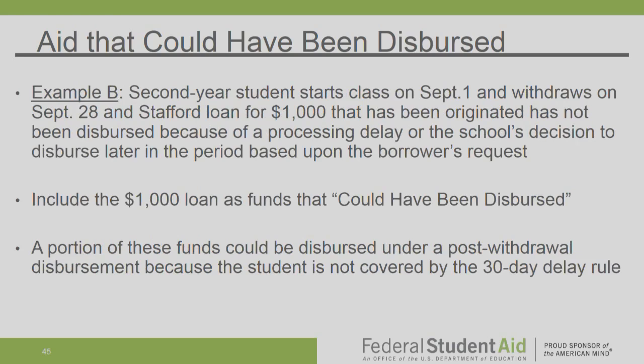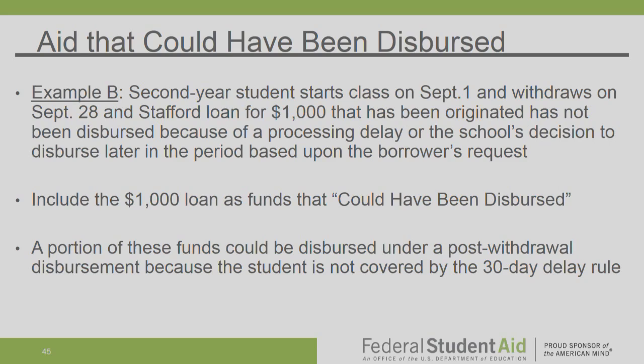In example B, we have a second-year student who starts class on September 1st and withdraws on September 28th and also has a Stafford loan for $1,000. But this time it has been originated but has not been dispersed because of a processing delay or the school's decision to disperse later in the period based upon the borrower's request. Here again, you'd include the $1,000 as funds that could have been dispersed.